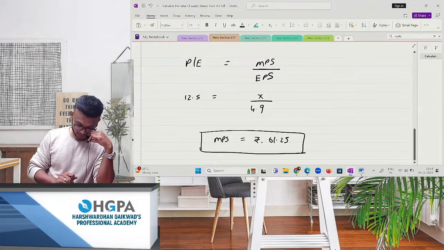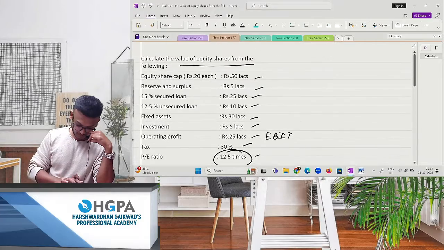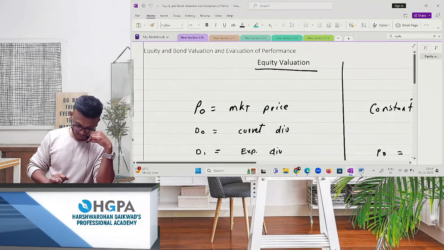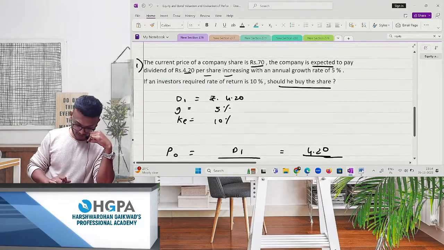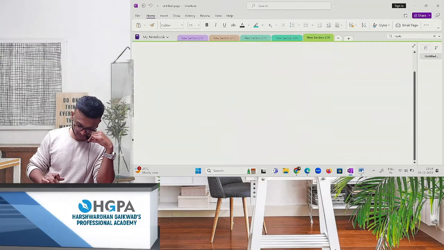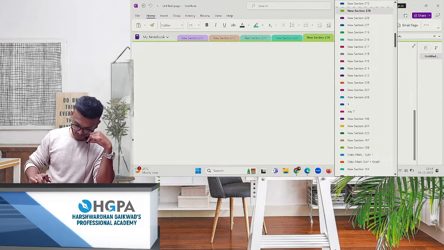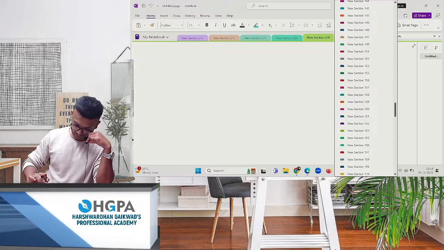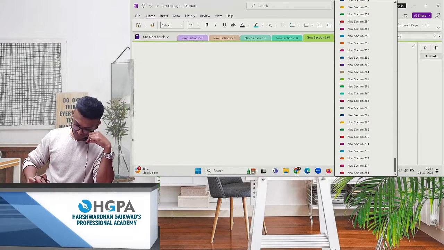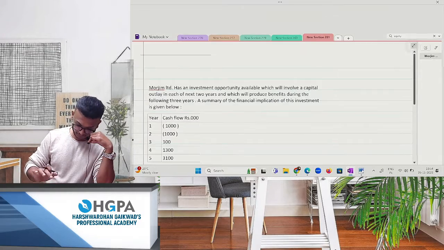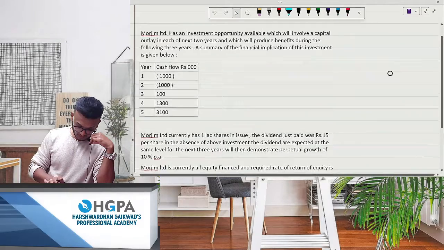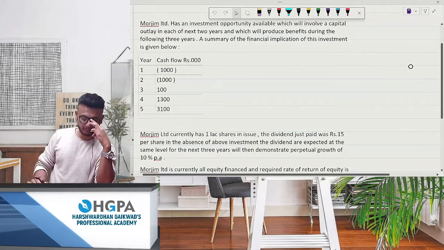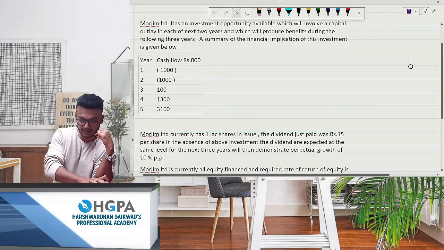Book value. This I have taken. Equity bond. There was one more sum. One second, please. 270. It's a bit complex, but still I'll take it. Okay, just for your understanding purpose.